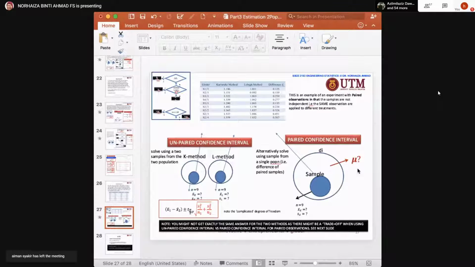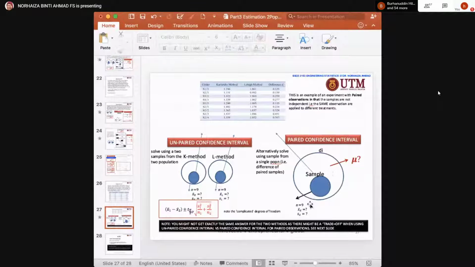So in this case, you don't know mu. Let me just delete this, it's confusing. For here, you do not know sigma, and therefore n is small, so you're going to use a t distribution with s_d squared over n, which is 9.